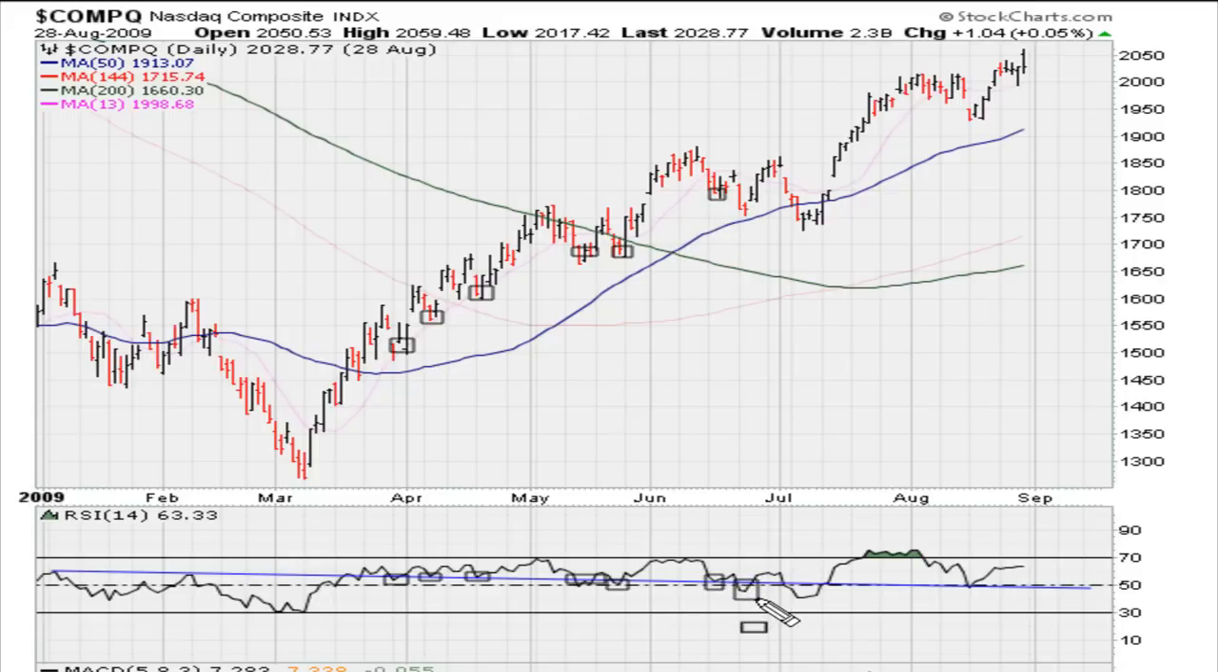Uniform activity below the line, back above it. That's a fact. Entry for short-term move. Uniform activity below the line, back above it, was this entry point here. You kiss the line there, this entry point.